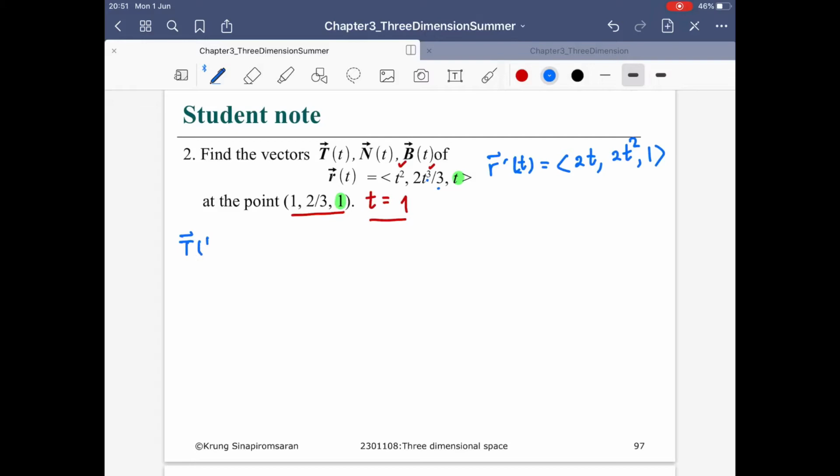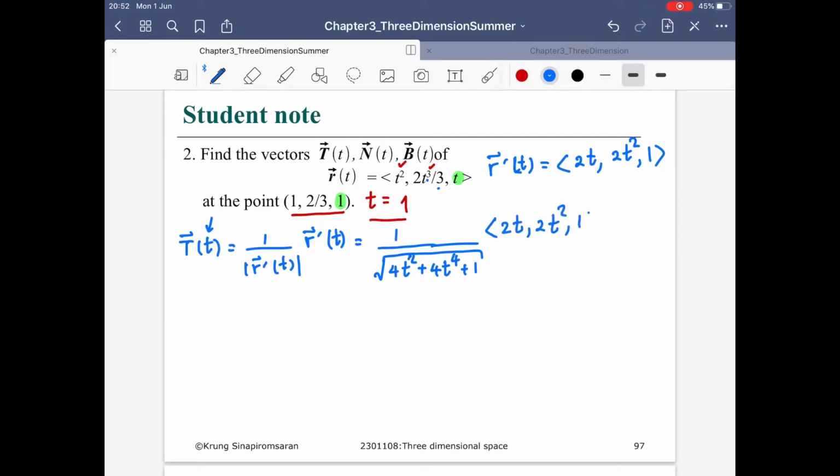Your capital T is the one that you really need to find at the general point t first. This is the only one that you need to do at the general point t first. So just write down the formula again. It is 1 over the length of R prime times R prime. So here is the square root of 4t square, 4t fourth, and then 1. Here you really need to write it down. And then you have 2t, 2t squared, and 1 as your capital T.